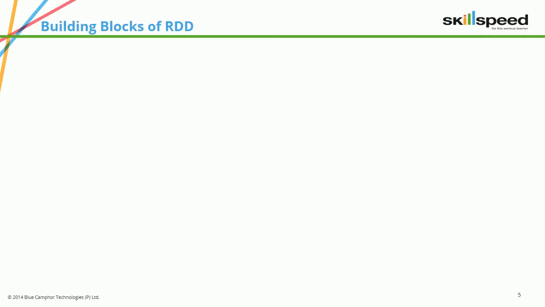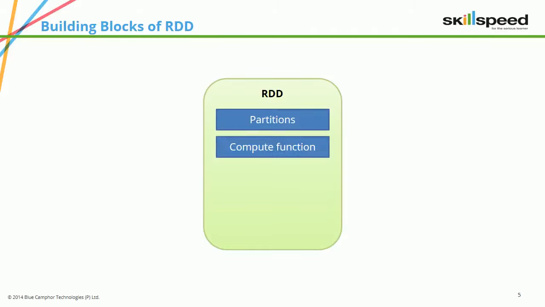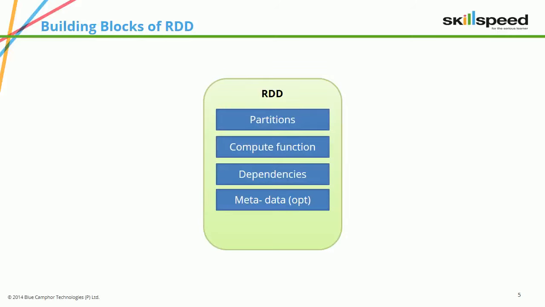When you look at the building blocks of an RDD, there are 5 main building blocks. You have partitions, compute function, dependencies, metadata, and partitioner. Now the metadata and partitioner are optional. Let's see what they are in detail.